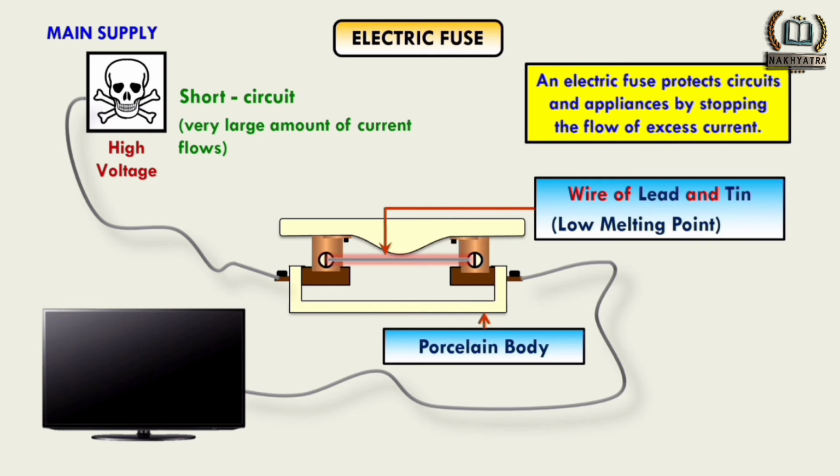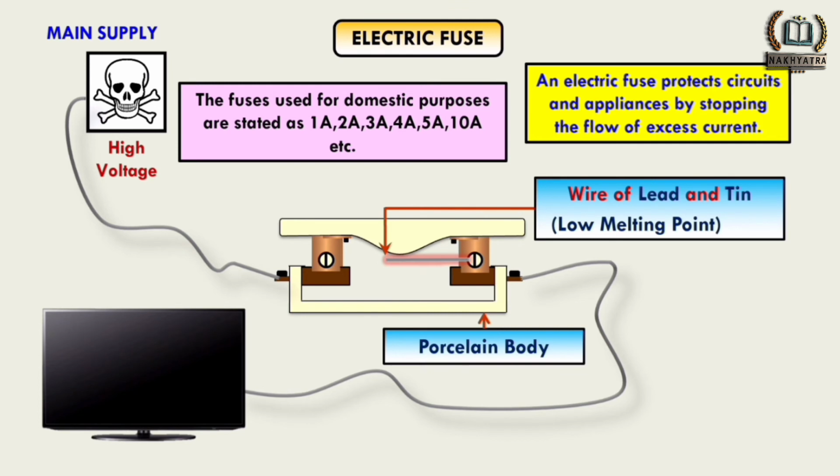But see, what is the role of the electric fuse? Any high voltage coming, so we can see that the important component of an electric fuse is the metal wire that melts when excess current flows through it. So it helps to protect the device by stopping or interrupting the current. Am I clear to you? Okay, so the fuses used for domestic purposes are rated as 1A, 2A, 3A, 4A, 5A, 10A, etc.